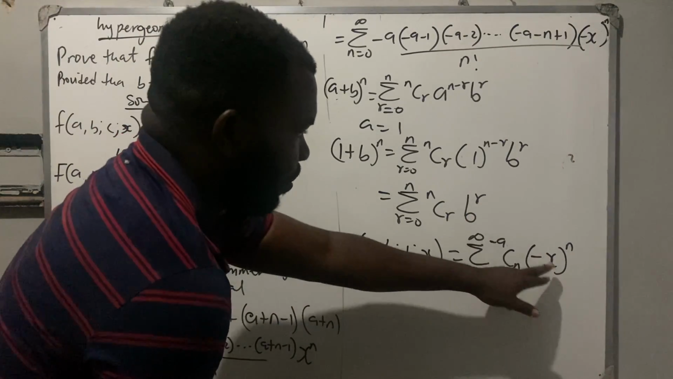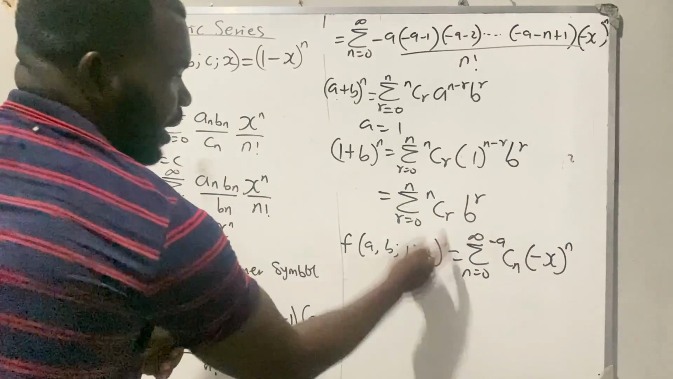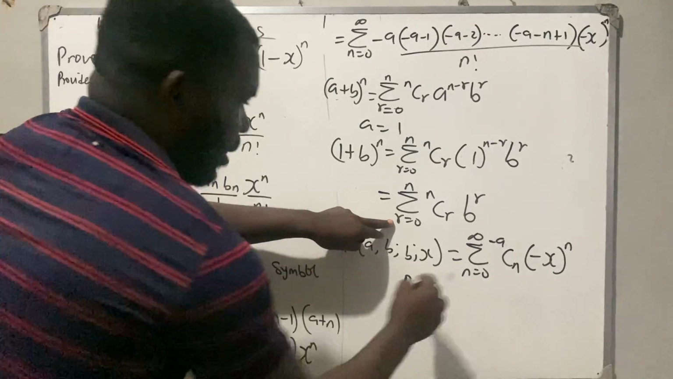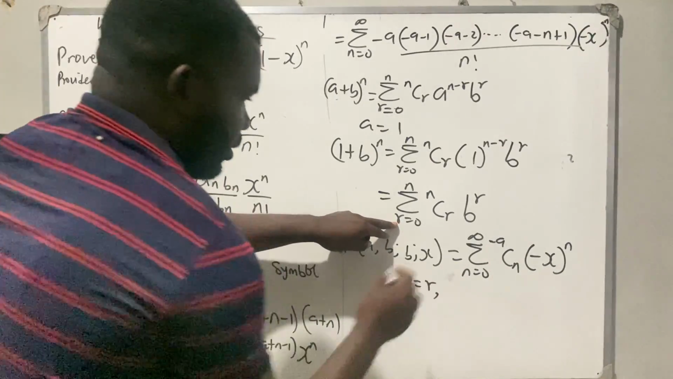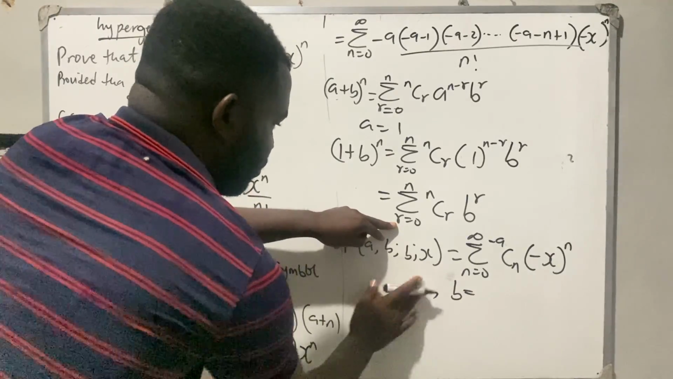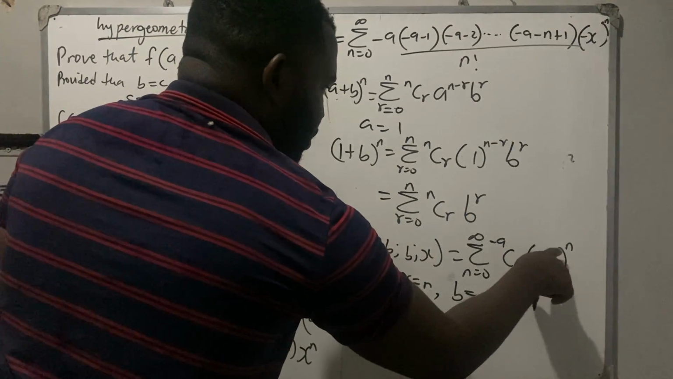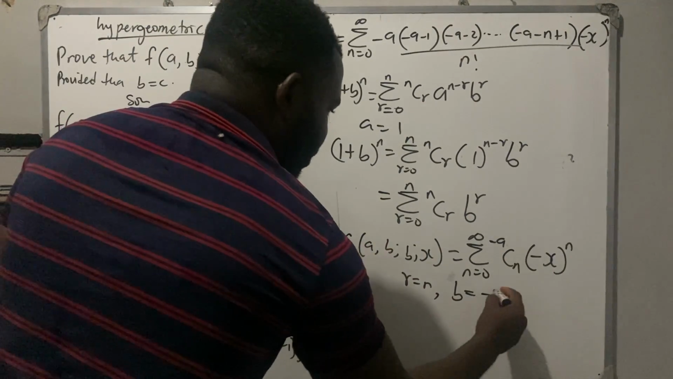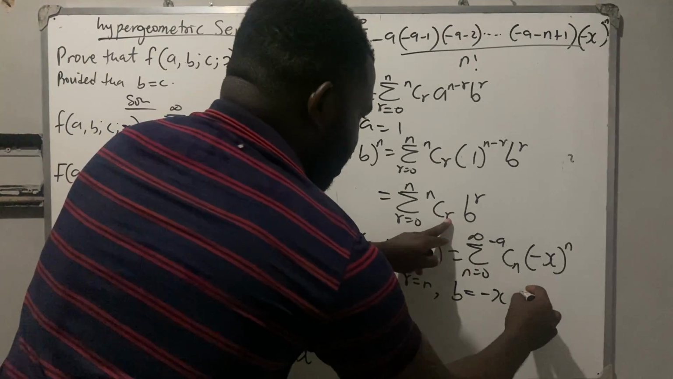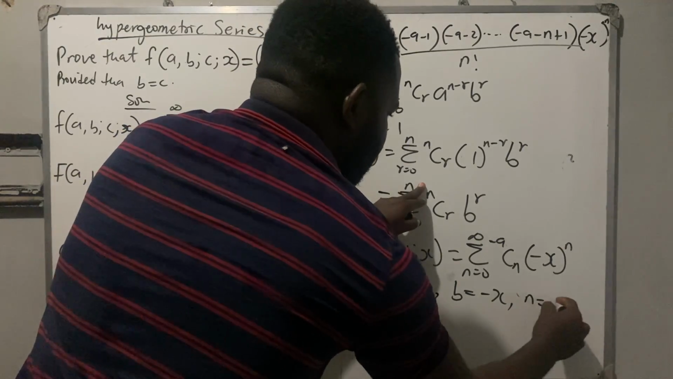So now, if you compare this to this, you will see that my x is equal to minus a, and my r is equal to n. If you compare these two things, you will see that your r is equal to n, and your b is equal to minus x. Your r is equal to n. Okay, I've said it. Then your n is equal to minus a.